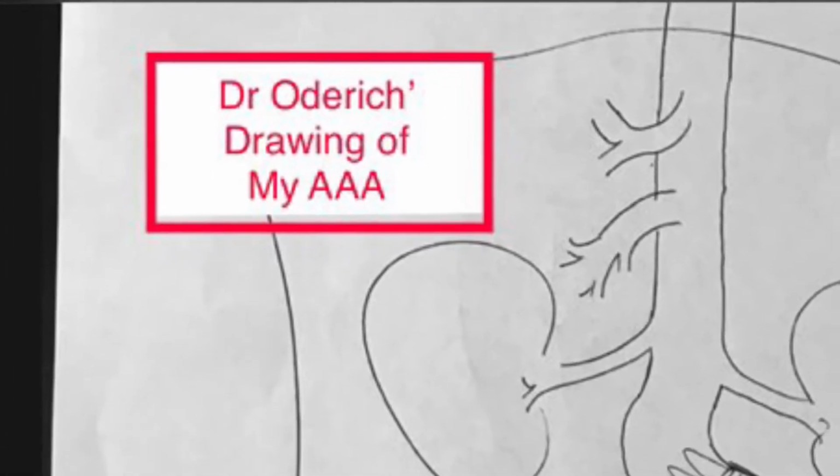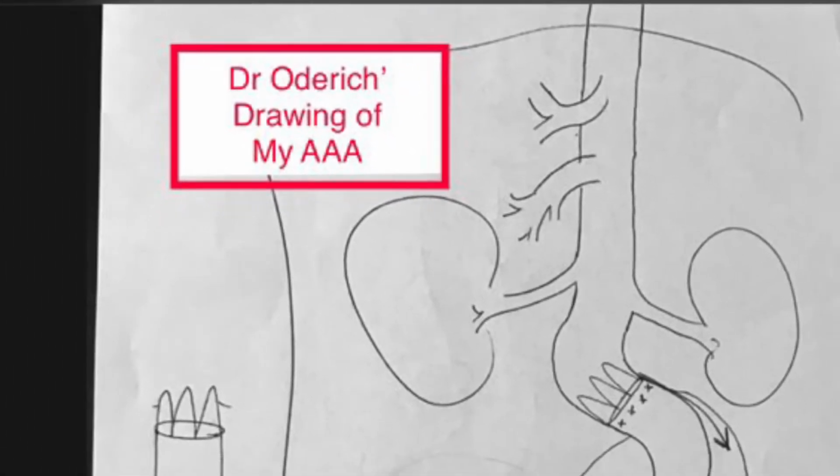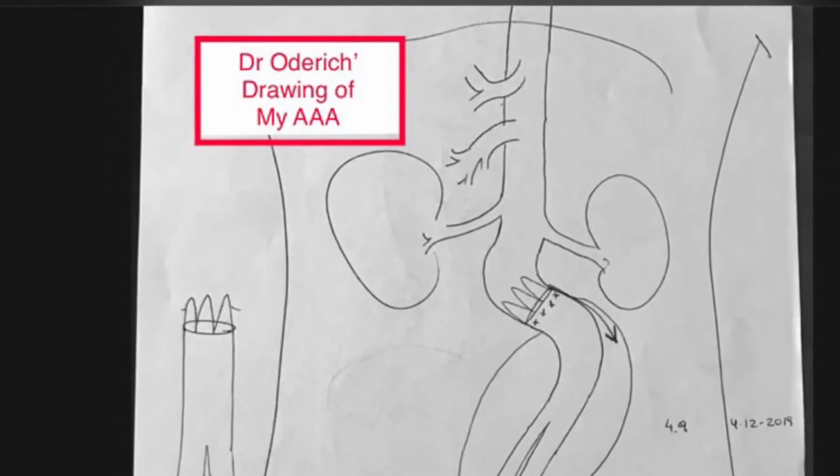My doctor at the Mayo Clinic, Dr. Oderich, just casually drew pictures of the insides of my body as he tried to explain what was happening with my abdominal aortic aneurysm. So I'm just going to use his pictures to try to explain like he did.